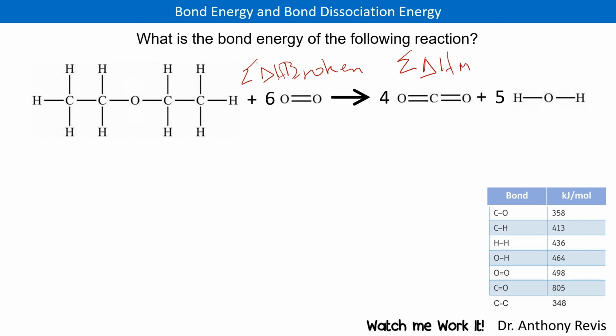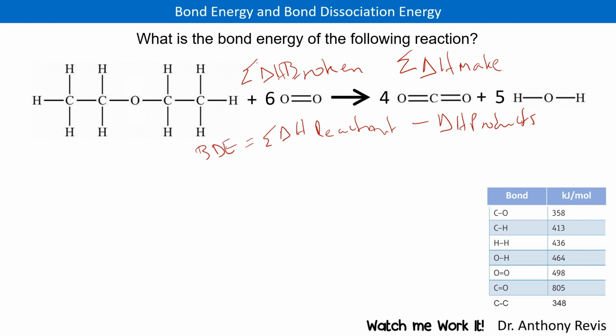Okay. So this is equivalent to summing delta H of the reactants minus delta H of the products. Okay, and that's how we get our bond dissociation energy.